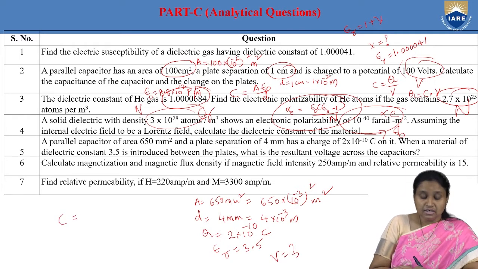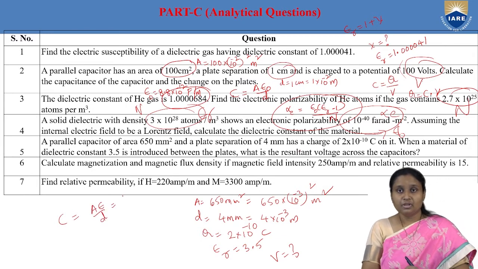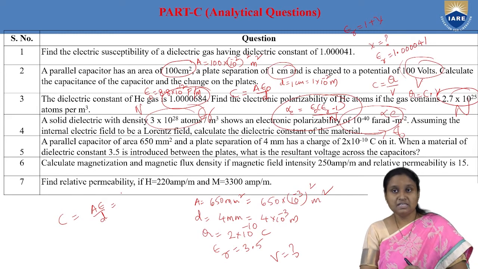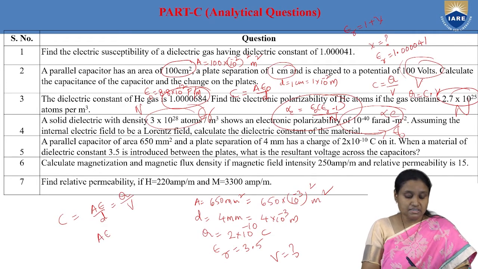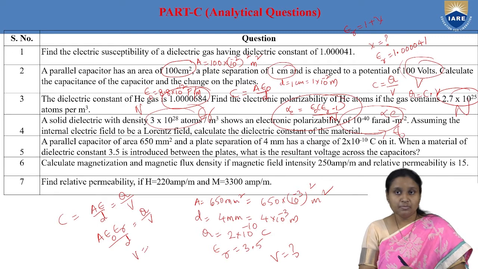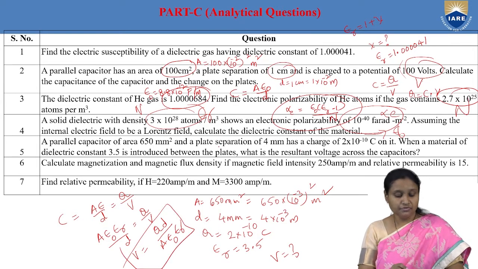So for that, there are two formulas for capacitance. One is A epsilon by D, which is equal to, this capacitance, it is given as Q by V. Or epsilon is written as epsilon naught epsilon R, so epsilon naught epsilon R A by D is equal to Q by V. From this, what is our potential V? It will become Q D by A epsilon naught epsilon R. So using this formula, we are going to get the solution for the fifth problem.